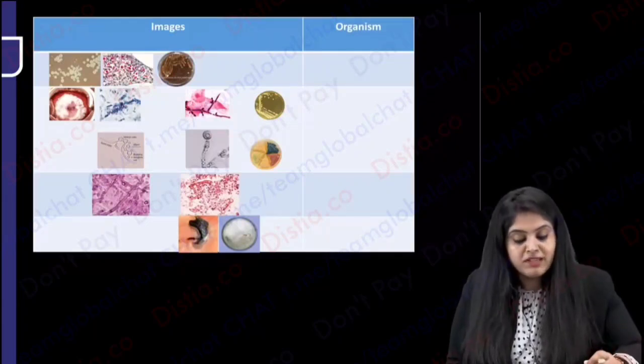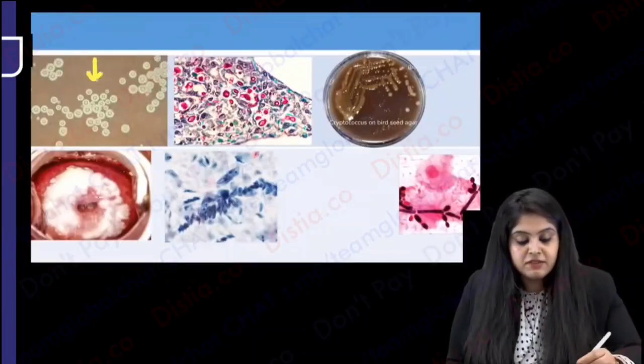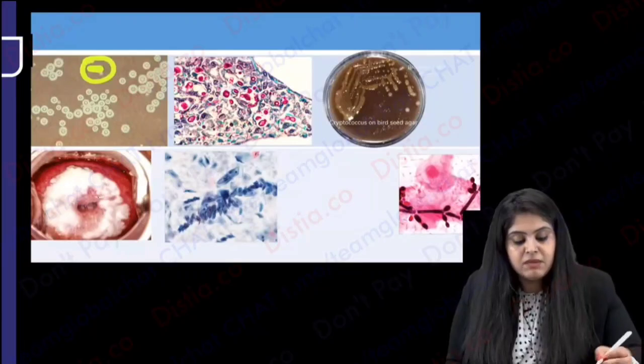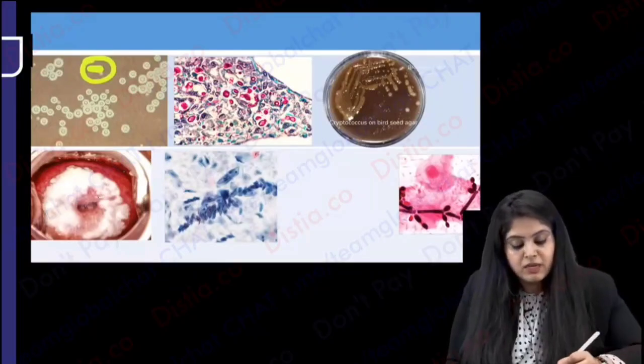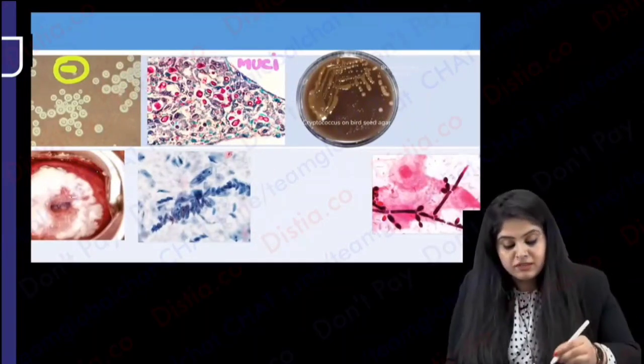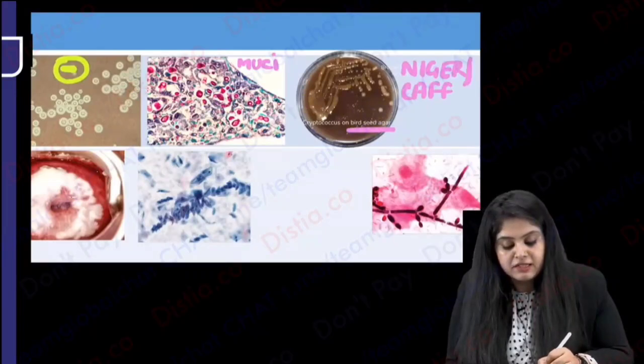Okay, so first, what do I see in these first 3 images? I can see that there is a negative staining that has been done. So there is some kind of negative stain, maybe it is India ink. The next one, I can see there is a mucicarmine stain done, and then there is something which is written also. There is a bird seed or a Niger seed agar or a caffeic seed agar that has been done.